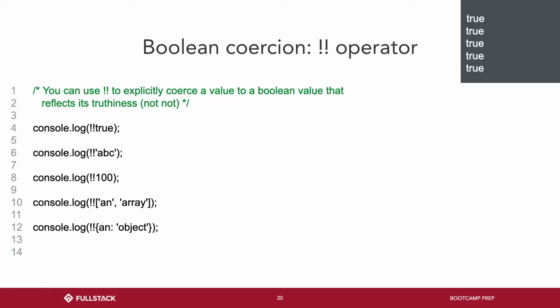Whereas double bang gives you what they are. Same thing, except it reflects the truthiness, right? What it is. But it is coercing the value, okay? This is shorthand for coercing. You can also, instead of double bang, use capital Boolean to coerce it. But this is really fast, right?